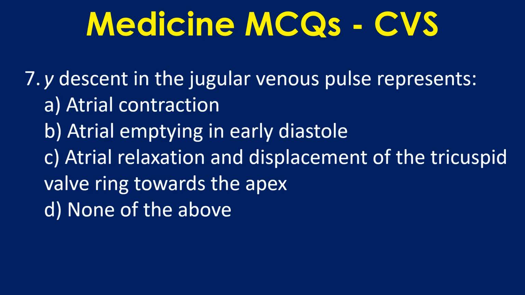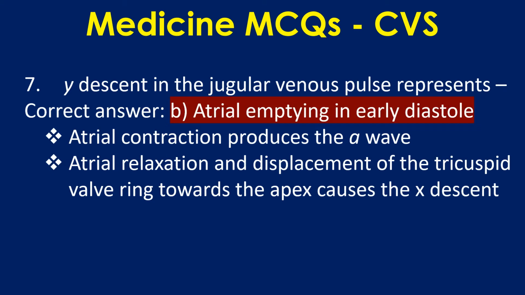Wide descent in the jugular venous pulse represents: A. Atrial contraction, B. Atrial emptying in early diastole, C. Atrial relaxation and displacement of the tricuspid valve ring towards the apex, D. None of the above. Correct answer: atrial emptying in early diastole. Atrial contraction produces the A wave. Atrial relaxation and displacement of the tricuspid valve ring towards the apex causes the X descent.